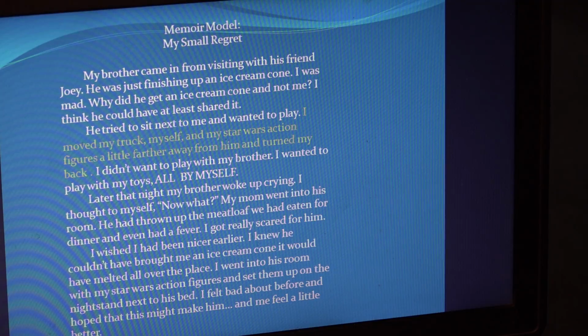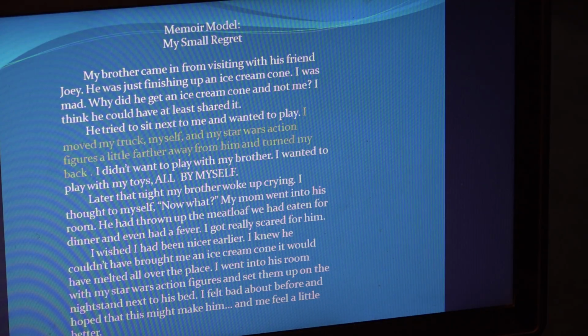I think he could have at least shared it. He tried to sit next to me and I wanted to play. I moved my truck, myself, and my Star Wars action figures a little farther away from him and turned my back. I didn't want to play with my brother. I wanted to play with my toys, all by myself. Later that night, my brother woke up crying. I thought to myself, now what? My mom went into his room.